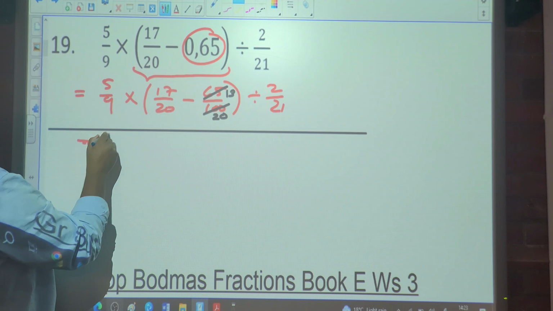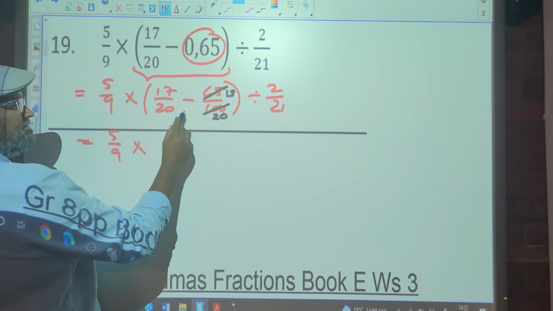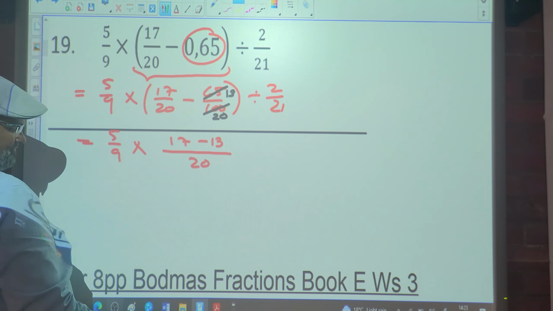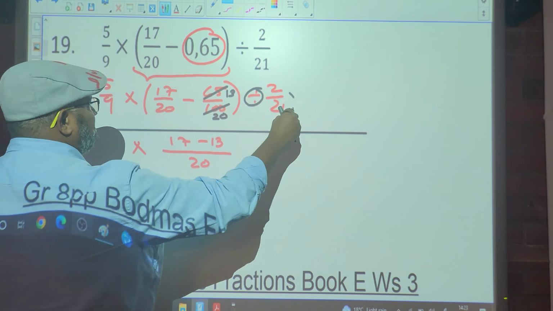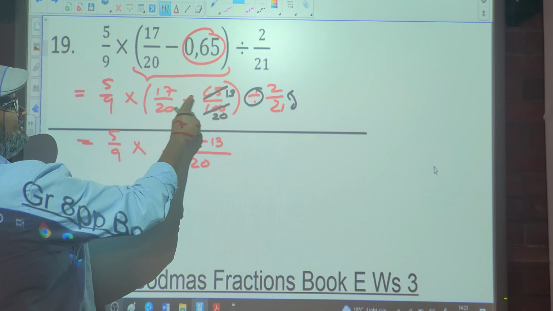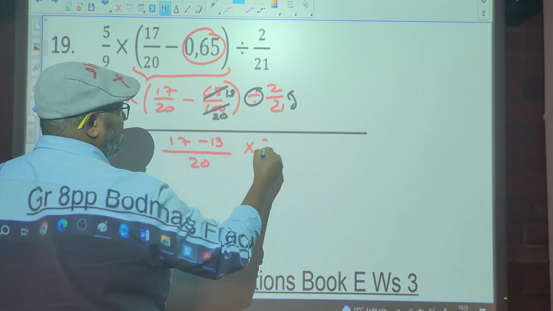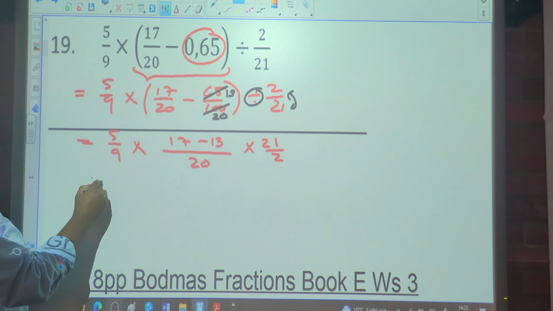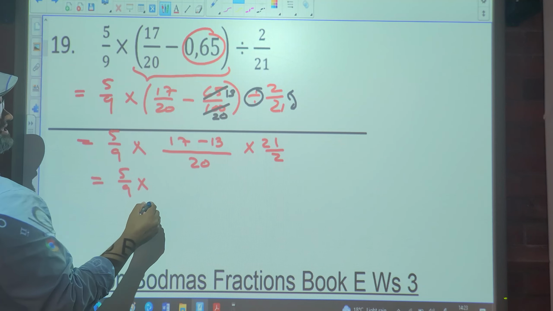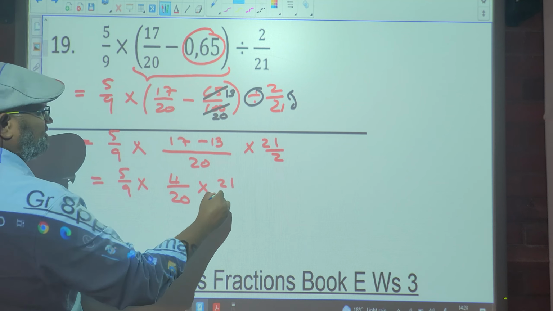And what do we notice now? The denominators are the same, not so? So it can be 17 minus 13. I can change this to multiplication, tumble and times. I could have worked this out one time and said it's going to be 4 over 20 if you wanted. So multiply that by 21 over 2. So you've got 5 over 9 multiplied by 17 minus 13, which is 4 over 20, multiplied by 21 over 2.